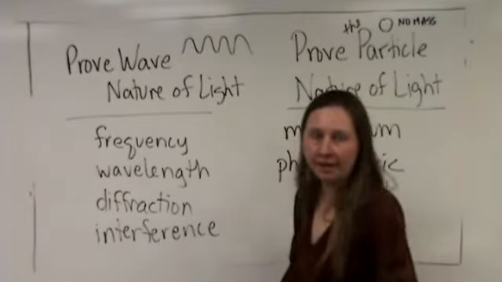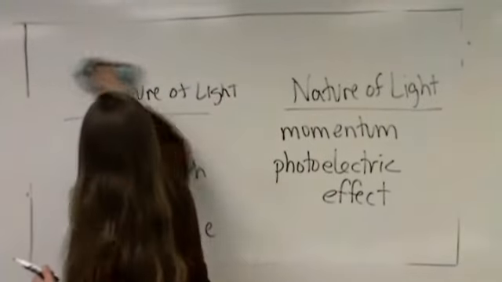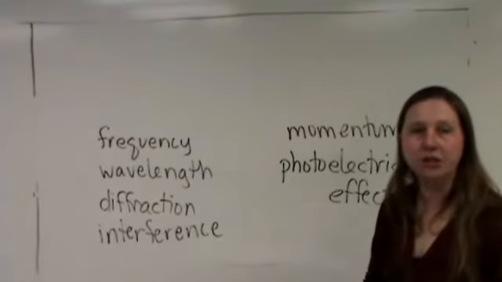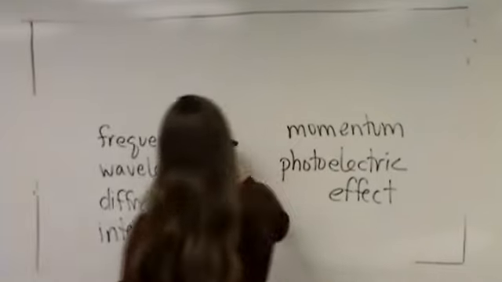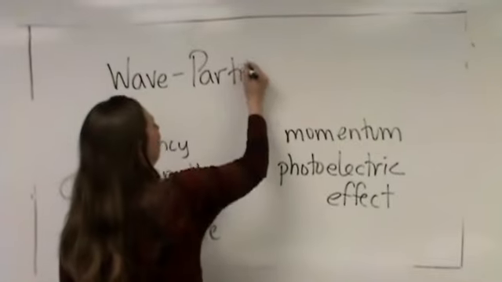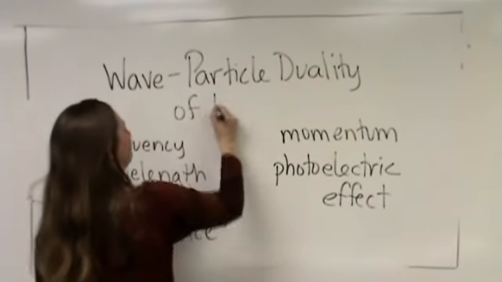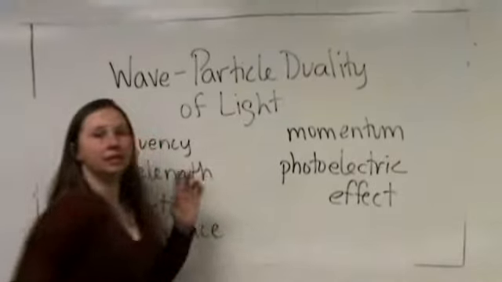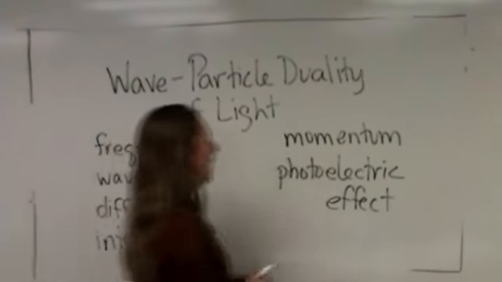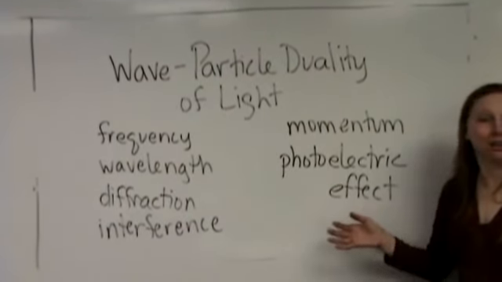So I hope you understand now that light is sometimes thought of as a wave, and light is sometimes thought of as a particle. This is called the wave-particle duality of light. In some demonstrations and experiments, light behaves as a wave. And in other demonstrations and experiments, light behaves as a particle.